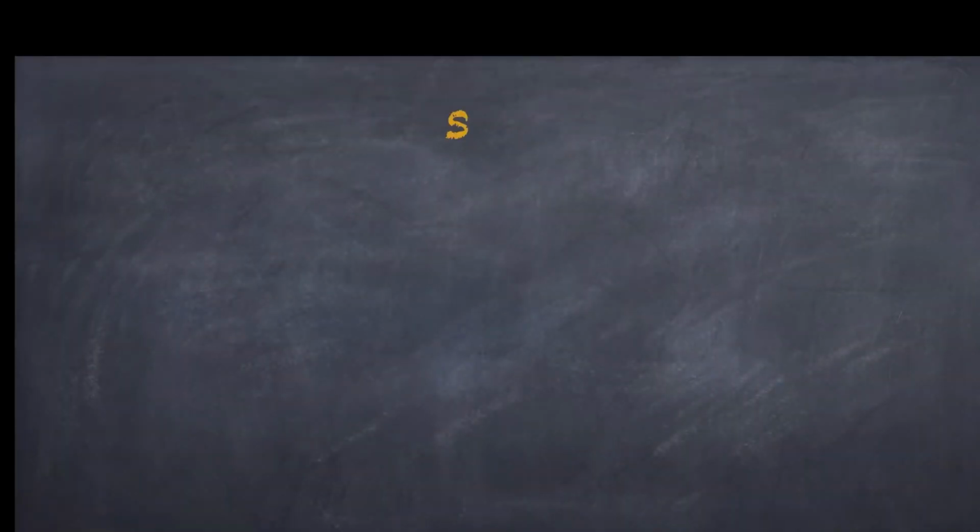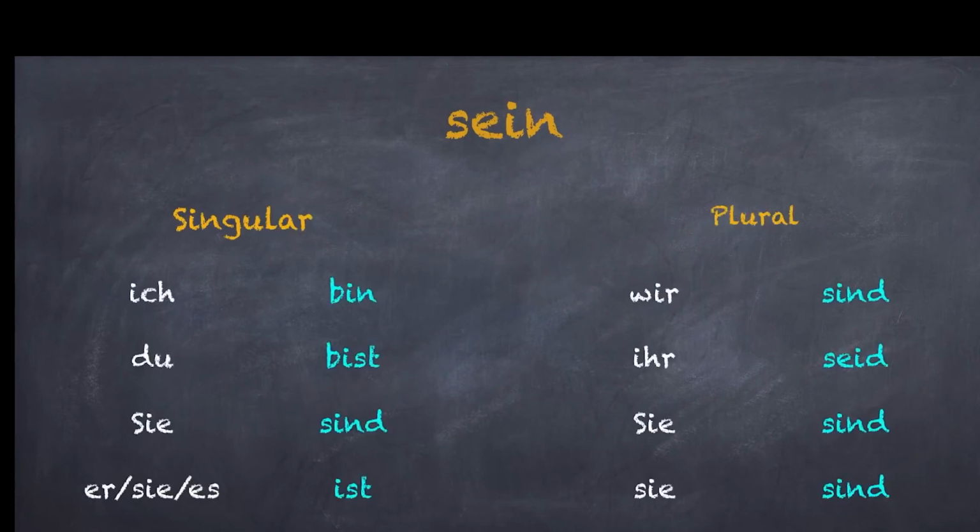Now let's move on to the verb conjugation of sein. Don't forget to repeat after me. Ich bin, du bist, sie sind, er, sie, es ist, wir sind, ihr seid, sie sind, sie sind.